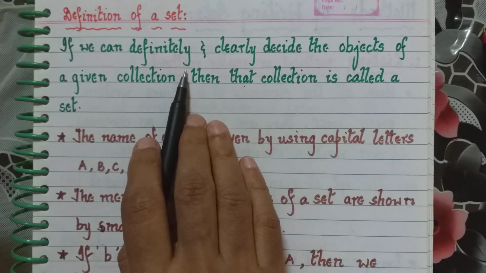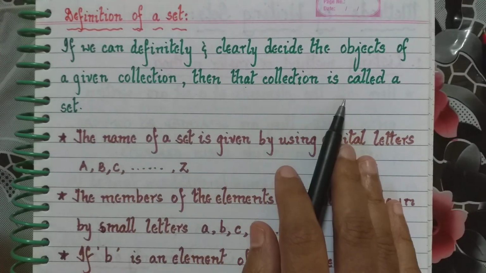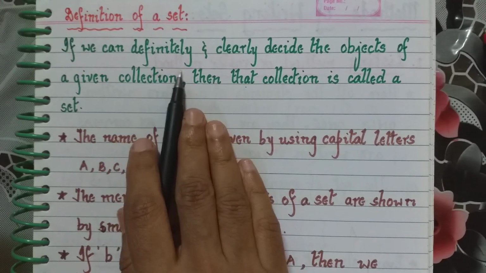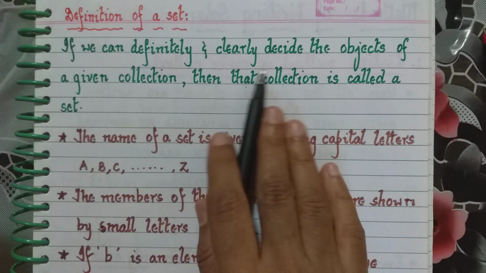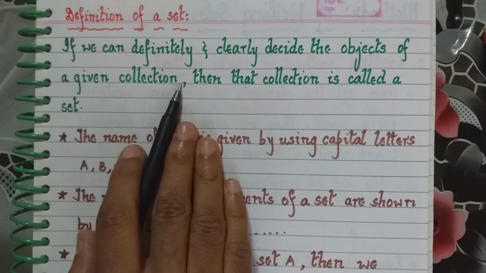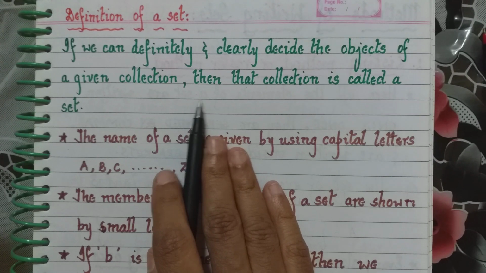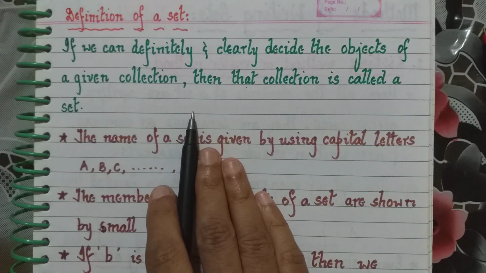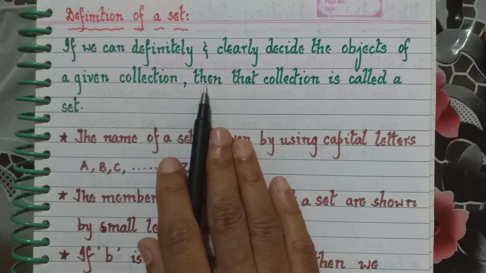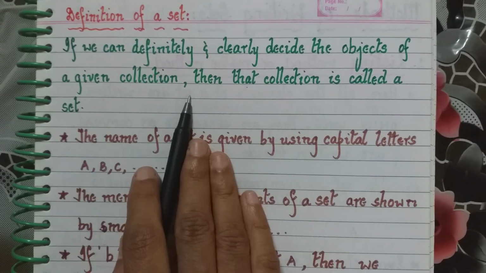If we can definitely and clearly decide the objects of a given collection, then that collection is called a set. Now you see these words, very specifically they have said, if we can definitely and clearly decide the objects of a given collection. Just now when we were talking about the collections which are not sets, we were saying that there may be some students who are brilliant according to me but may not be brilliant according to some other teacher. So there is no clear cut distinction where we can clearly decide the objects of the given collection.